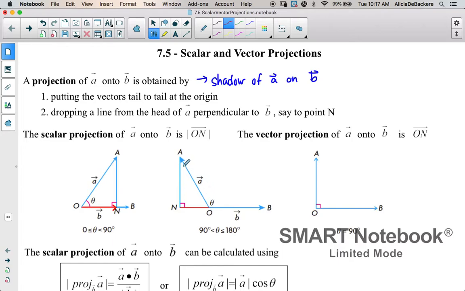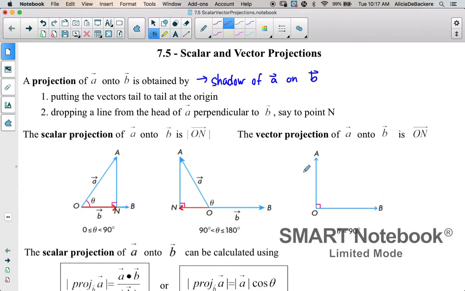Another way it could look is if there's an obtuse angle between A and B. When I drop perpendicular to vector B, I'm still going straight down, and the projection is actually on the opposite side of B, so it's not on top of B anymore. That's okay. Again, I could be looking at the length of this, which we would call the scalar projection. Or I could be looking at this as a vector, in which case I would put the arrow over here. It's like underneath the head of A would be the head of the vector projection.